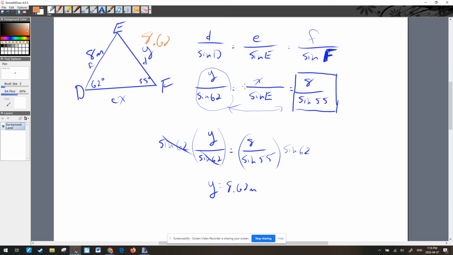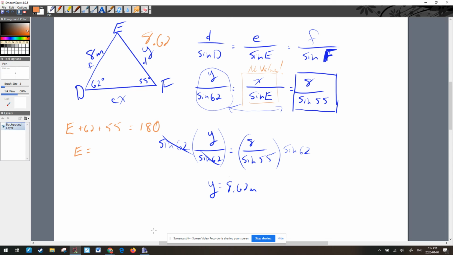Here's the problem. I have a totally incomplete ratio. Nothing, right? So no values. But we're not going to forget our grade 7 math. We know that the angles inside of a triangle have to add up to 180 degrees. So that means that angle E plus 62 plus 55 have to add up to 180. So we can solve for what angle E is. It's going to be 180 minus those values.